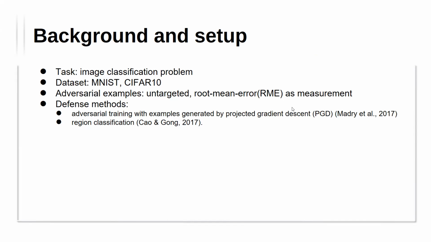My question is whether we apply root mean square on the intermediate layers or on the input layer. Just the image, so at pixel level. Yes. So when I talk about the input space, it's the image input space in this paper. And the defense methods they use, the first one is adversarial retraining, and the second one is region classification.